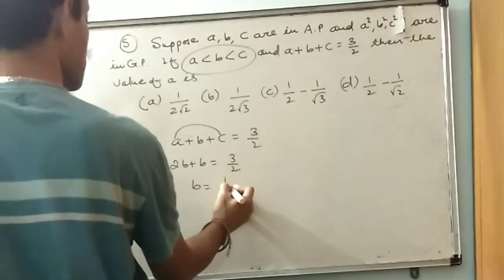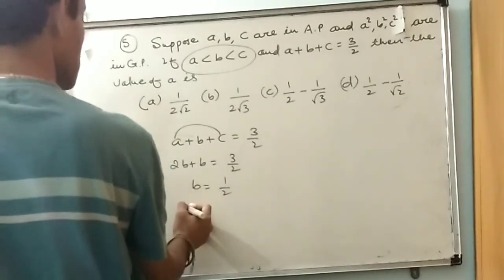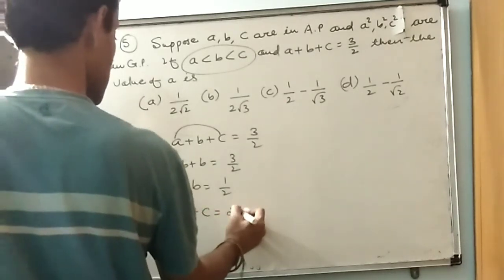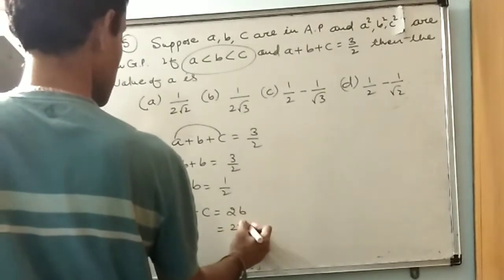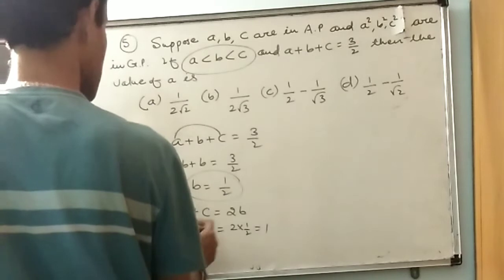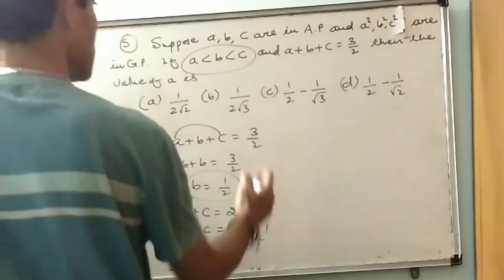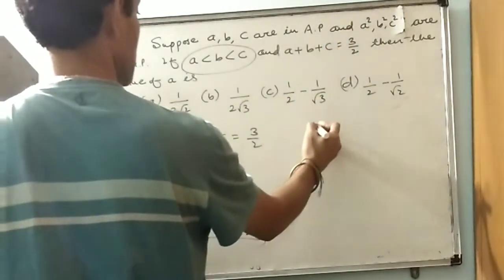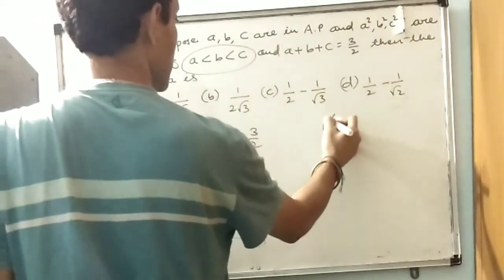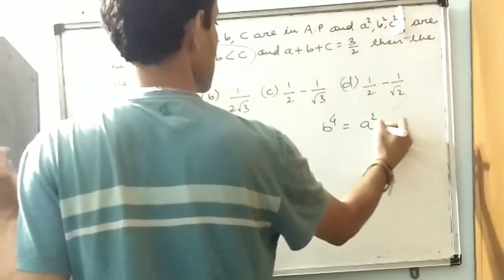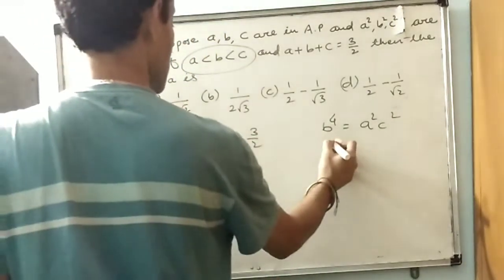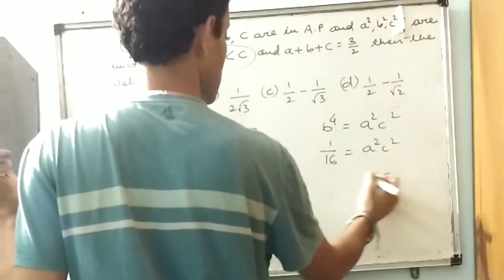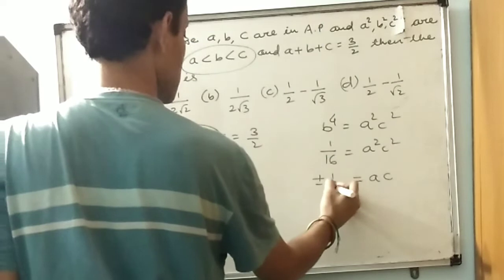So 3B is equal to 3 by 2, so B is coming half, and that will also give us A plus C, because A plus C is equal to twice B, so that will make it 1. So we know the value of B and the value of A plus C. Now, A square, B square, C square are in GP, so we can write B raised to 4 is equal to A square C square. B is 1 by 2, that will make it 1 by 2 raised to 4, so 1 by 16 is equal to A square C square. That will give us A into C is equal to plus minus 1 by 4.